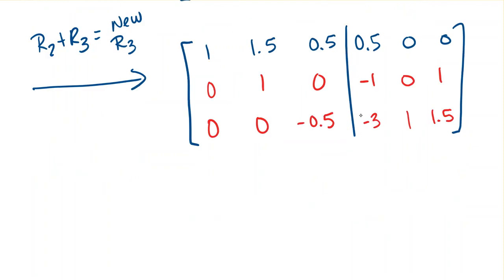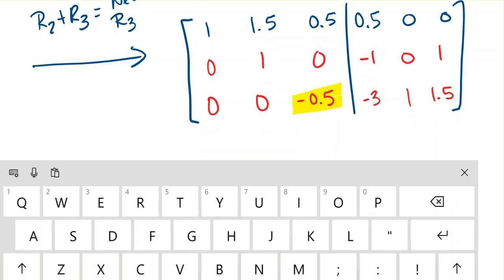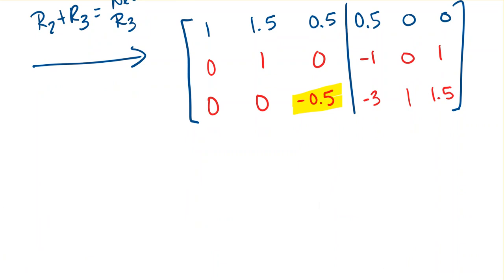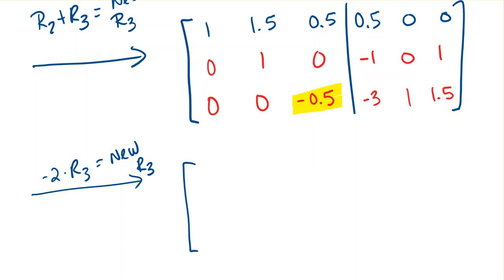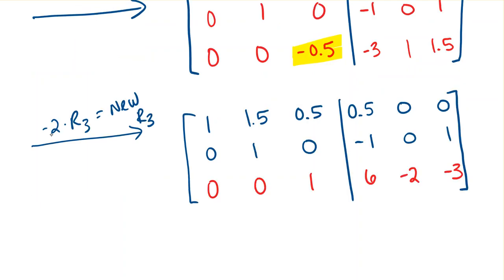So with that important correction, let's now focus on our next goal, which is to get this entry to be a 1. Okay. Notice we could get this entry to be a 1 if we multiply this entire row by -2. So our next step is -2 times row 3 will be our new row 3. Okay. Take a minute to write the resulting matrix. Multiplying row 3 times -2 would give us this row.